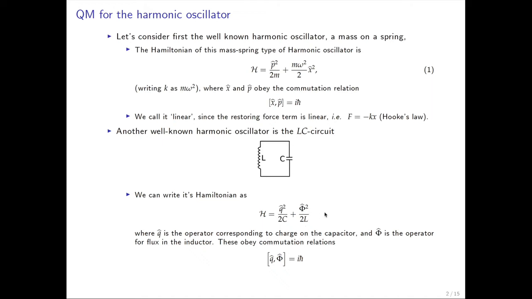And if you want to make an analogy, you could say, well, this is like momentum and this is like position. If you want, you could call this position and this momentum. It doesn't matter because they're charge and flux. But the point is, you have precisely the same form of this type of harmonic oscillator that you did for the mechanical oscillator.